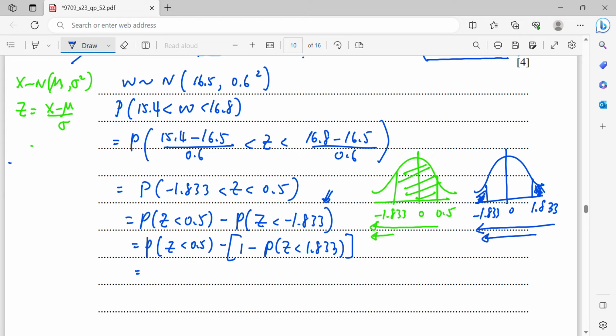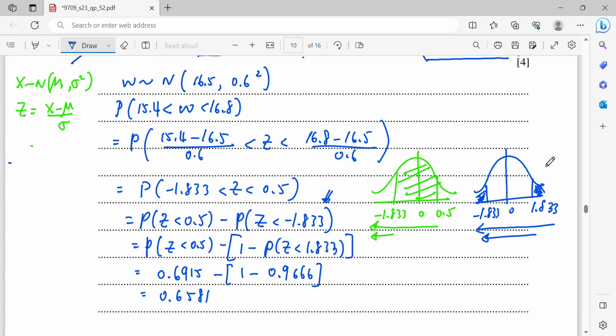Okay, so when you use the normal table, the first probability will be 0.6915 minus (1 minus the second probability, which is 0.9666). Then here will be 0.6581. So here I give 4 decimal places for the working.